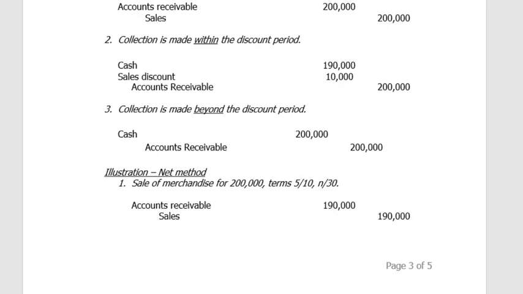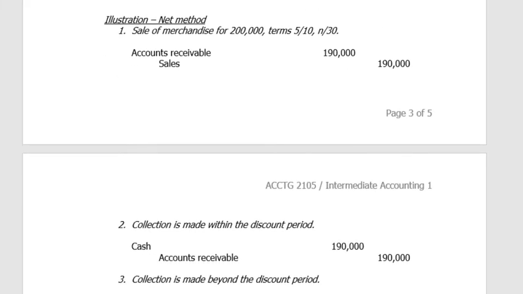Under the net method, you debit accounts receivable and then you credit sales 190,000. So net, kaya siya net method ay nakadeduct na kaagad yung mismong discount. 200,000 times 95%. Bakit 95%? Because 100% minus the 5% discount, yung cash discount. So naka-recognize na kaagad siya. Accounts receivable, sales 190,000.